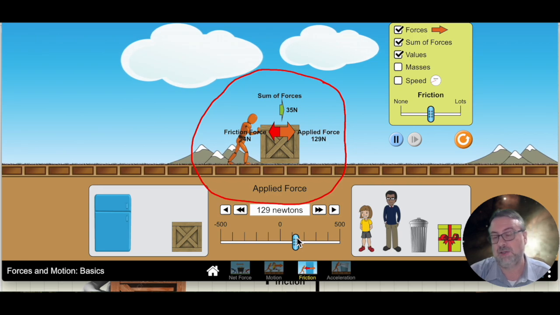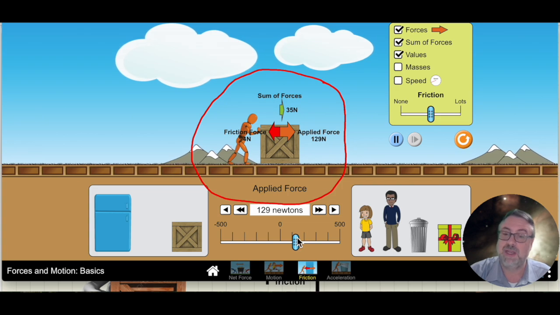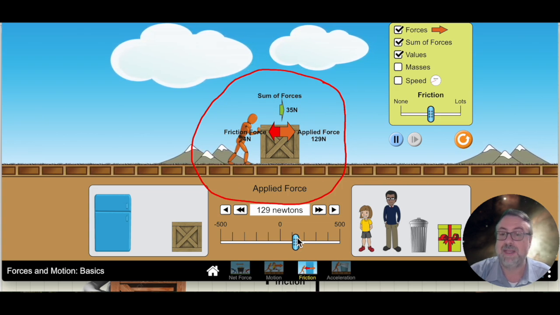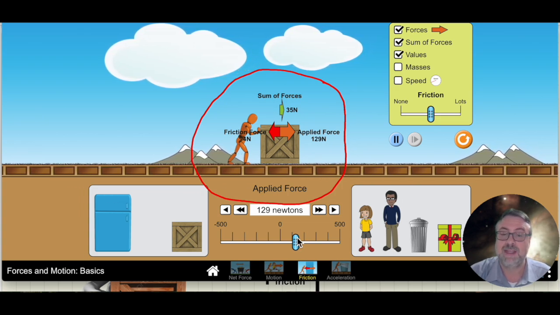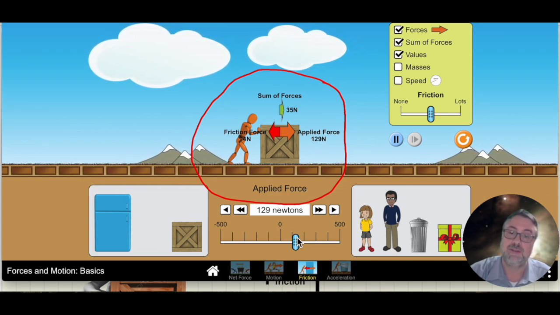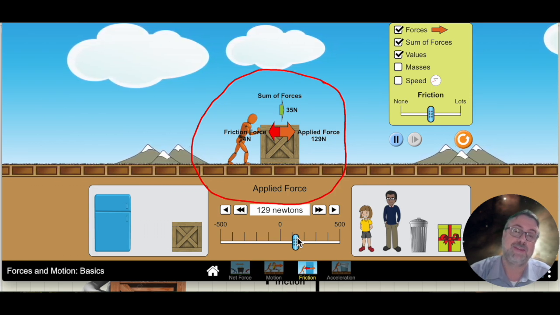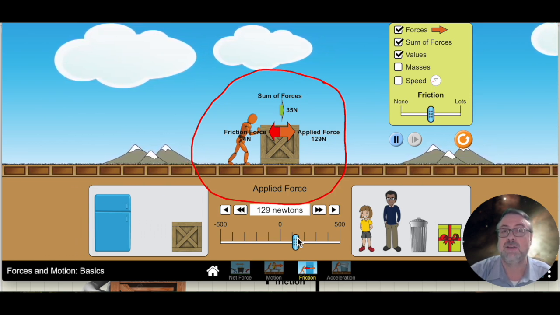Now, suddenly, look what happened. Now we are in motion. That is, we are actually accelerating because I have a net force of 35 newtons. That's because the friction force has suddenly dropped down to 94 newtons. It was well over 100, but once we broke those surfaces apart, the force of friction dropped down.